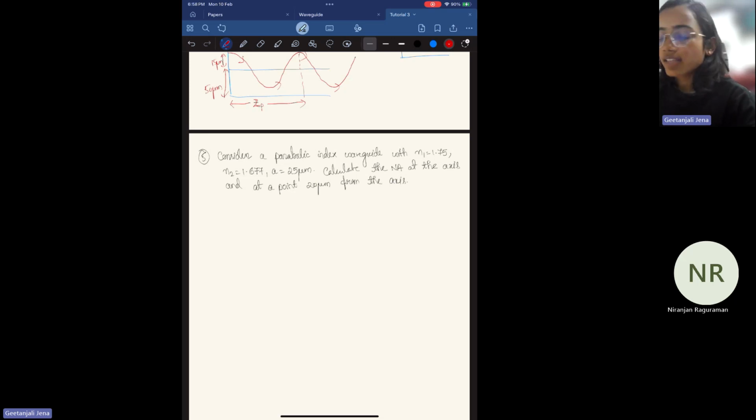The question is asking what is the numerical aperture of this parabolic index fiber when you launch the light at the axial point or at a non-axial point. Consider a parabolic index waveguide with refractive indices n1 and n2, and a is given. Calculate the numerical aperture at the axis and at a point 20 micrometer from the axis. So let us see.